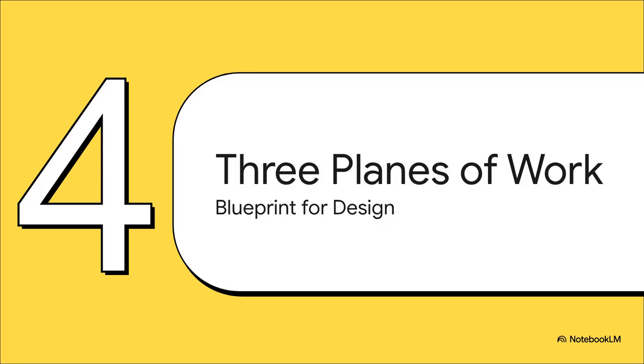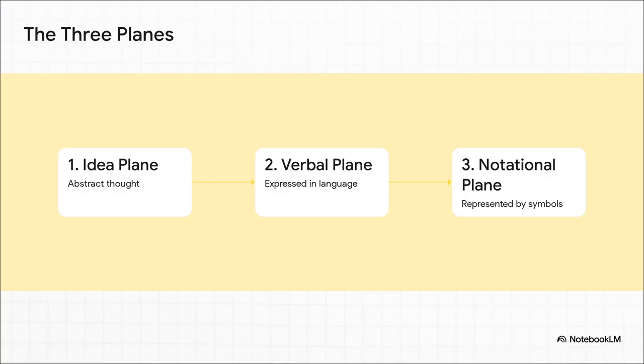Now, Ranganathan wasn't just a practical guy. He was a deep thinker. He actually developed a whole framework for how you should design any classification system. He broke it down into what he called the 3 planes of work. This is a bit more theoretical, but it's key to understanding his whole philosophy. He saw the process as this logical journey, moving from a pure, abstract thought all the way down to the actual letters and numbers you write on the spine of a book.